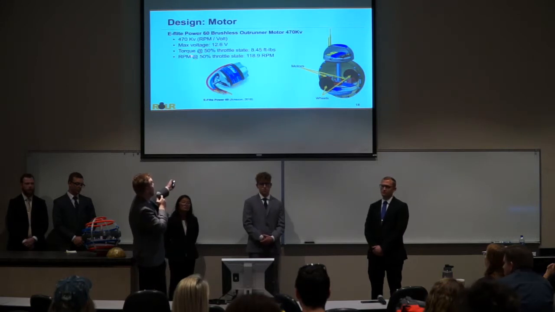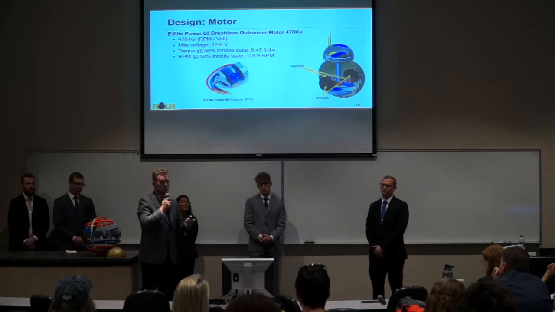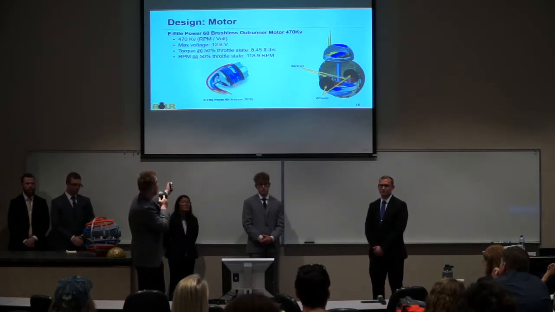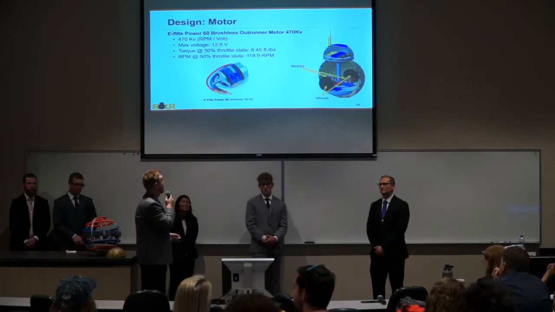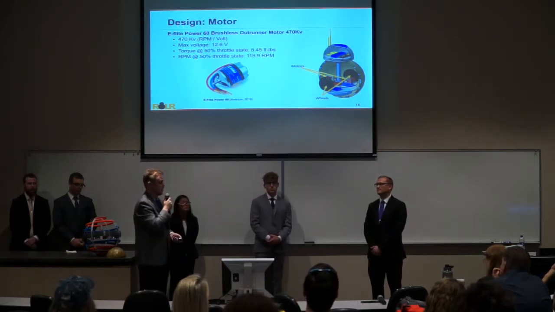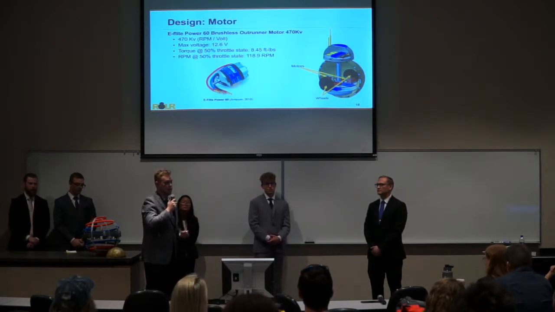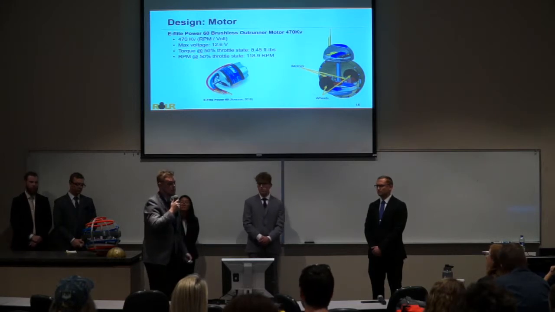So with our max voltage of 12.6 volts at 470 kV, we can expect, before the gear reduction, about 6,000 RPM output. With our gear reduction, that will increase our torque at a 50% throttle state to approximately 8.45 foot-pounds of torque and reduce our output RPM to 118.9. And with that and the dimensions of rover, that gives us roughly 8 miles an hour at 50% throttle state.